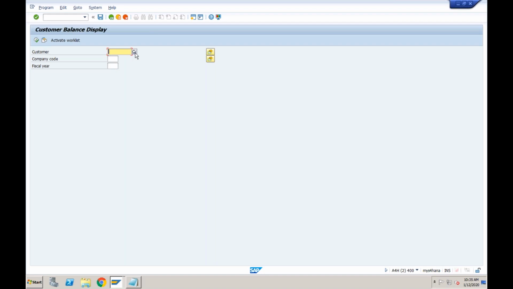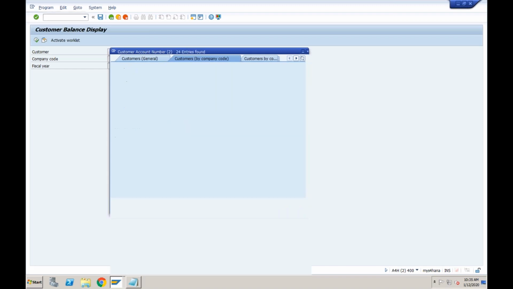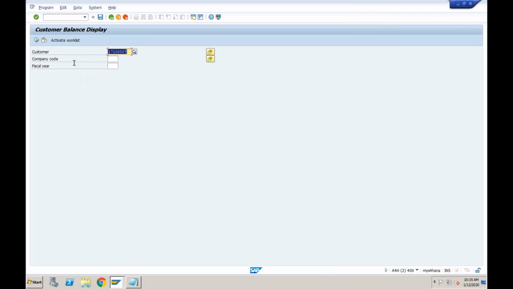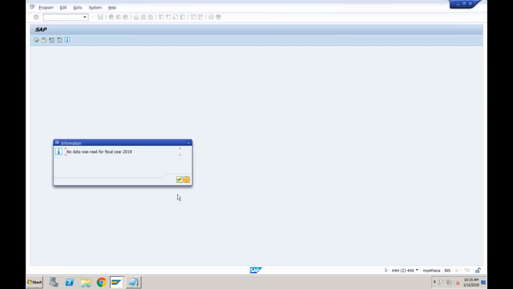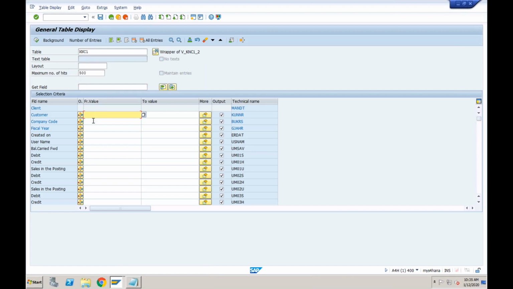Let me see which customer I can take here. Let's try 1710. I don't know whether there is data or not. I'm just trying. At least I should be able to show you the sections. Those are not appearing. Maybe I'll go to the table itself directly, and from there I'll take one customer. Let's execute this. No, there is no data. Anyway, we will see this in detail later on.